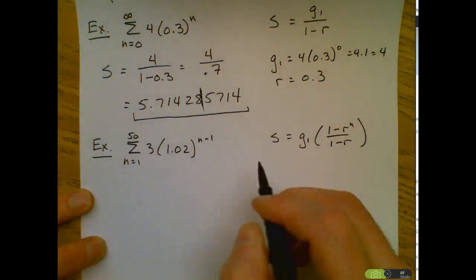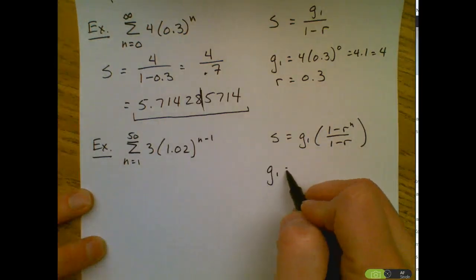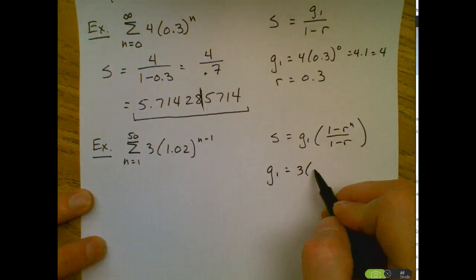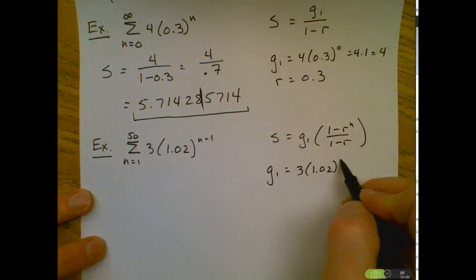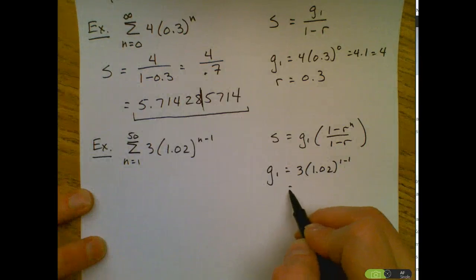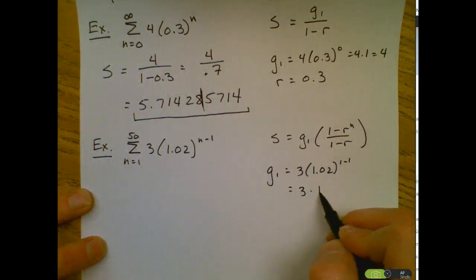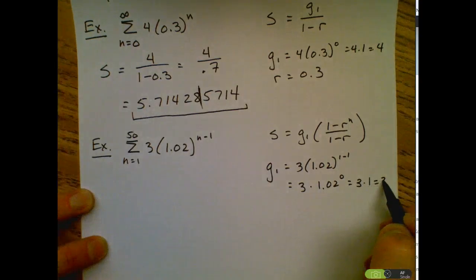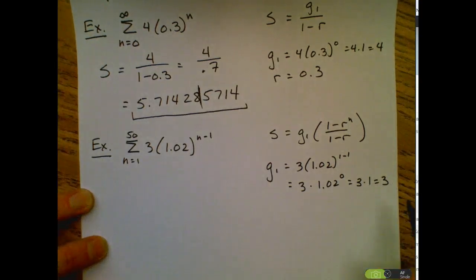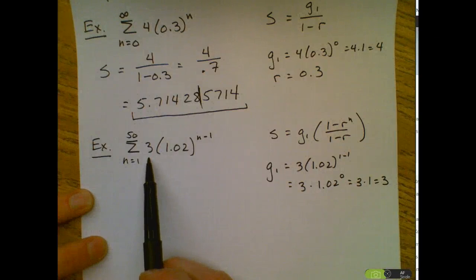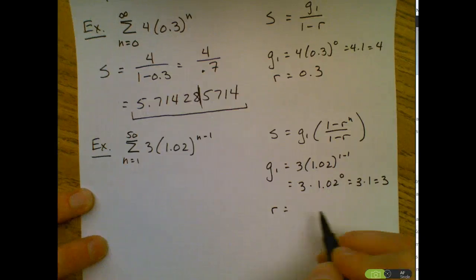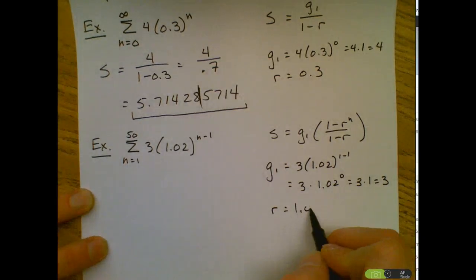So I know S is going to be g sub 1 times 1 minus r to the n over 1 minus r. So I need the first term, so g sub 1, I'm going to plug our first value, which is 1, so that's 3 times 1.02 raised to the 1 minus 1. So that's 3 times 1.02 raised to the 0. It's 3 times 1, which is 3. So a lot of times our first term will just be our coefficient over here. I need our common ratio, so that's going to be 1.02.